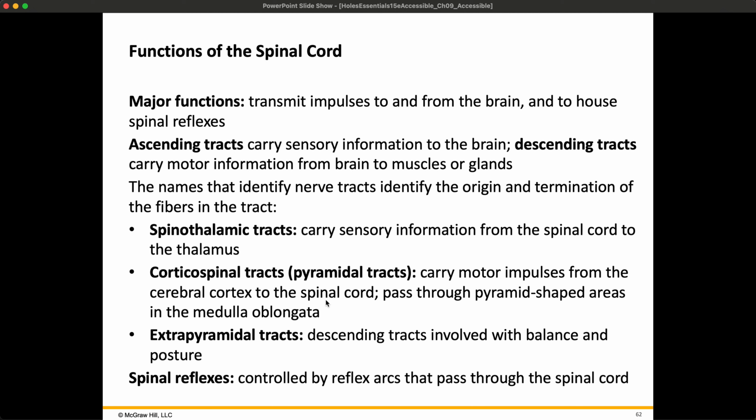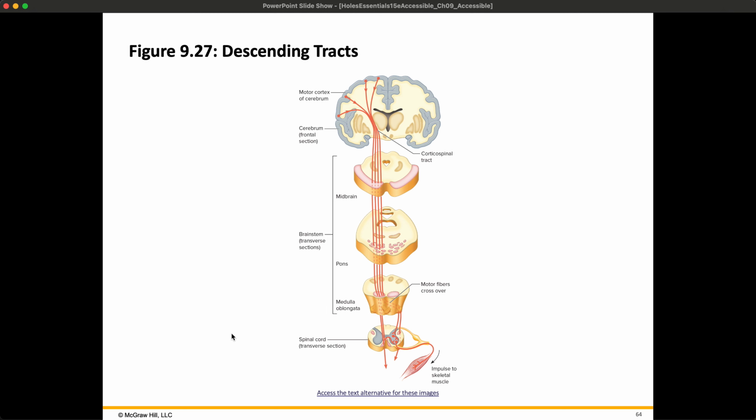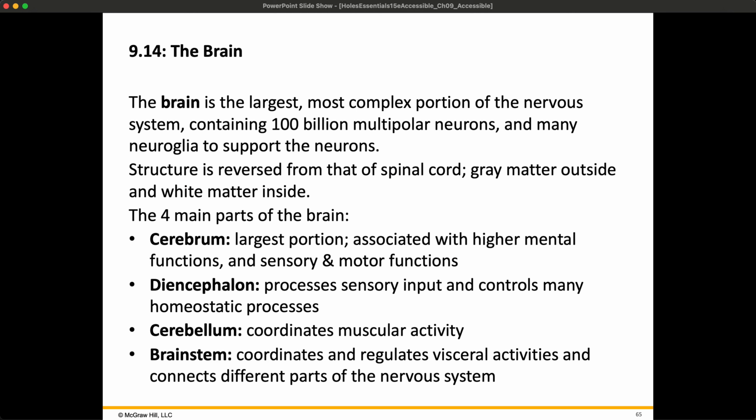So this is a good thing to add in as you're studying, if you have the ability to. And as I talked about spinal reflexes, those are just passing through the spinal cord. They don't have to go up and down these tracts, even though the sensory information, the cognitive awareness of it, will have to go up a tract. Here you can see one of those tracts being passed through, and then descending tracts coming back down with motor signals.